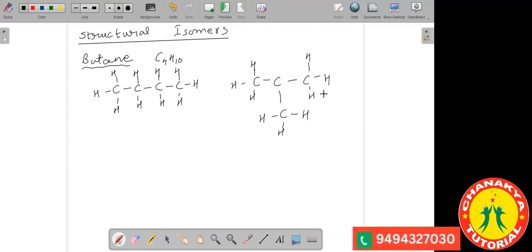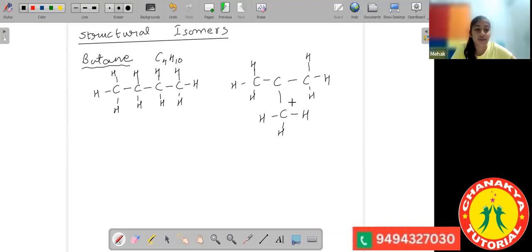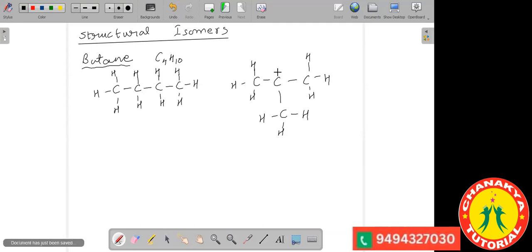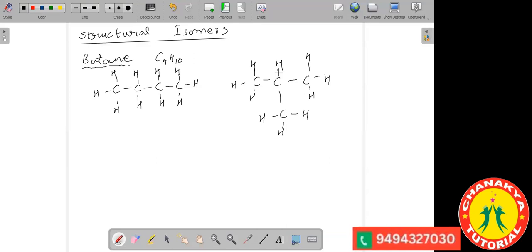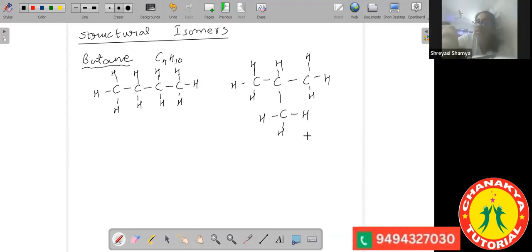So, how many such structures can you make? Mehak, are you getting it? Yes, sir, I got it. I was confused. Okay. So, is there any other structure which is possible? Tanishka? So, the second isomer, sir, how do we name it? The second one? How do we name it, sir?